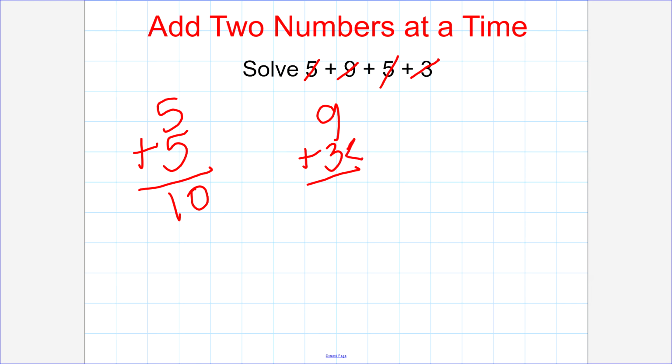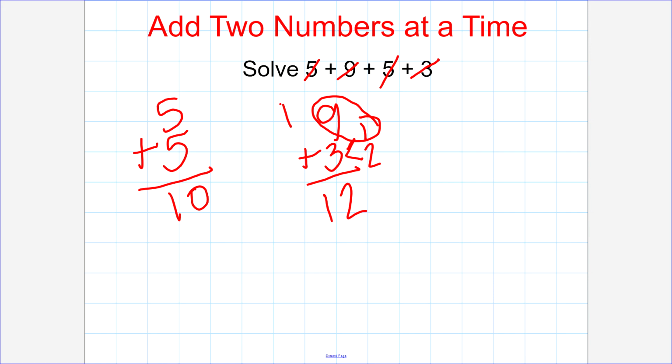What does 9 need to become a 10? Yes, 9 needs a 1, so I'll break apart the 3 into a 1 and what other number? You're right, 1 and 2 make a 3, so I'll decompose the 3 into a 1 and a 2. I'll go ahead and make my 10 and regroup it, and I can see that 9 plus 3 is 12.